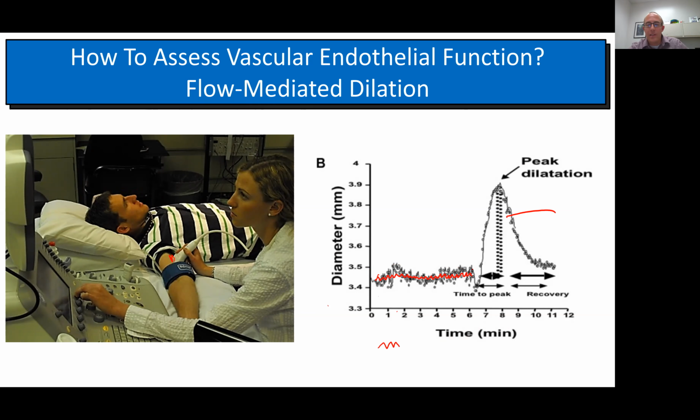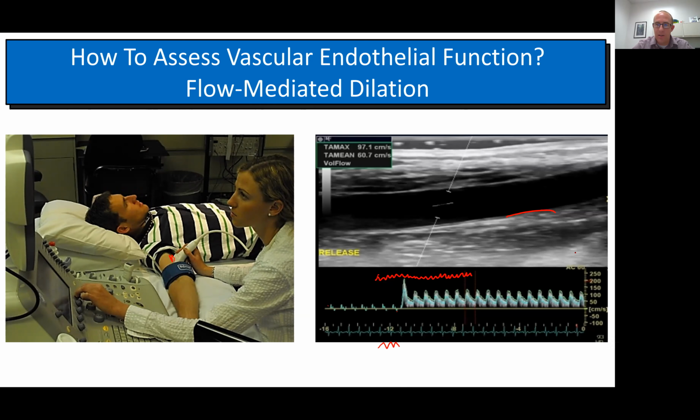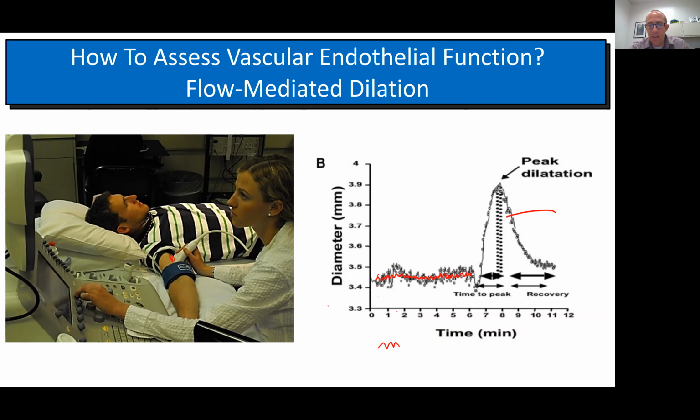Then when you release the cuff and you get dilation, if we zoom in, it's going to look something like this. And then it'll come back down over like a minute or so. So usually within the first minute of cuff release, we find a peak dilation. And all flow-mediated dilation is measuring is the percent change from here to here. And on average, a healthy dilation, like in the brachial artery, is around 10%.